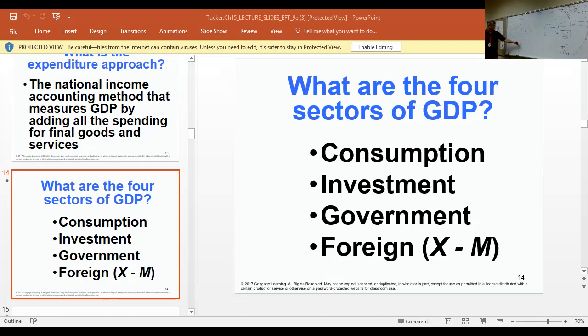Okay. GDP, which we'll later find uses the same formula for aggregate demand. GDP is equal to C plus I plus G plus NX.